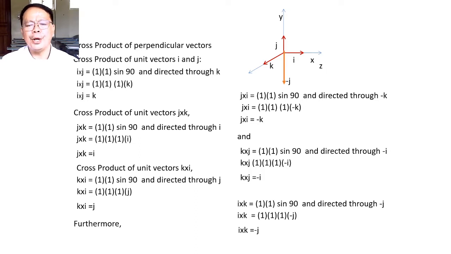So after knowing this cross product of unit vectors, let us now study what are those properties of cross product. Last time, we also already studied the properties of the dot product. This time, we study the properties of the cross product. And what are they?